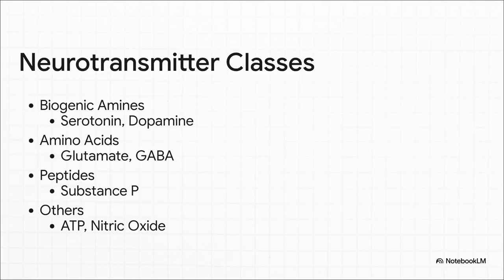Now, the chemical signals themselves are incredibly diverse. They fall into several major classes. You've got your biogenic amines, which include things like serotonin and dopamine that you've probably heard of. Then you have amino acids like glutamate and GABA, peptides, and even other small molecules like ATP and nitric oxide. Each one has a different job.